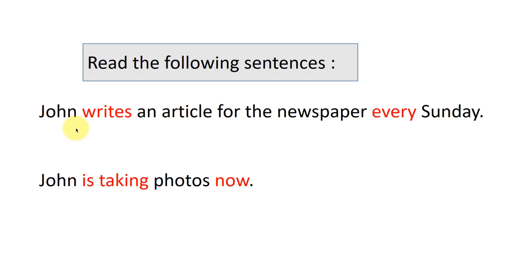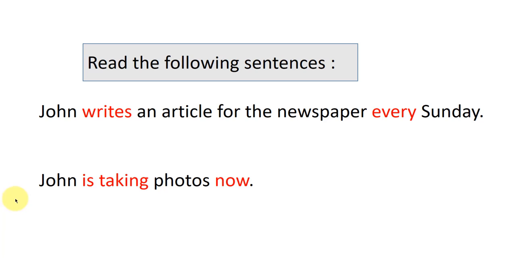I will ask you the same question. When does John write an article for the newspaper? Yes, John writes an article for the newspaper. For the newspaper, please pronounce with me correctly. Newspaper. An article. John writes an article for the newspaper every Sunday. When? Every Sunday. When means time. When? Monday, at 7 o'clock, at 3 o'clock, in December. No, teacher, it's on every Sunday. Good. What does he do? He writes an article. John writes an article.